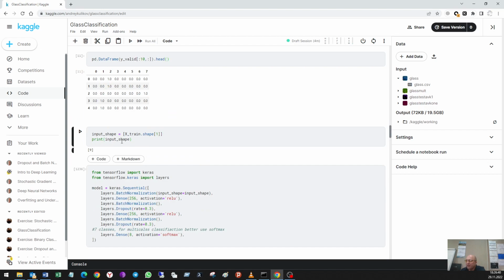Okay, what is the shape? I shall need this value to make the input shape for my Keras sequential model. Then to these neurons will come the data. In my model settings appears batch normalization. What is it?